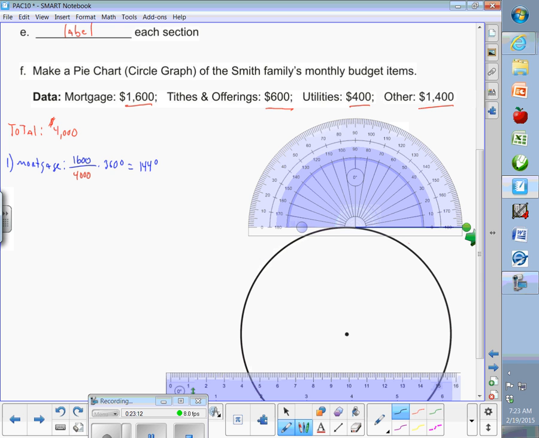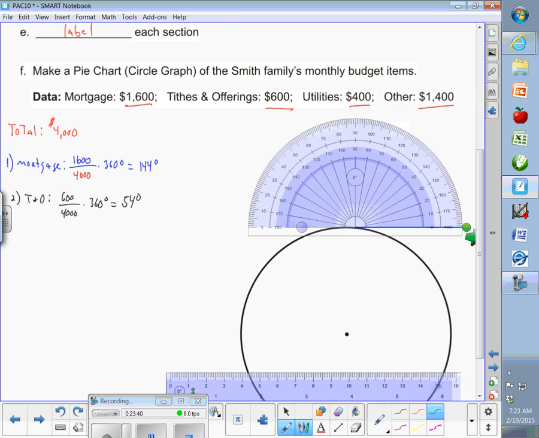I'm going to use a color change here. I'm going to go to black. The next is tithes and offerings. I'm just going to abbreviate here. Tithes and offerings. So again, how would you figure it out? Pause the video if you want to figure it out on your own. So 600 divided by the 4,000 times 360 degrees. And we end up at 54 degrees.